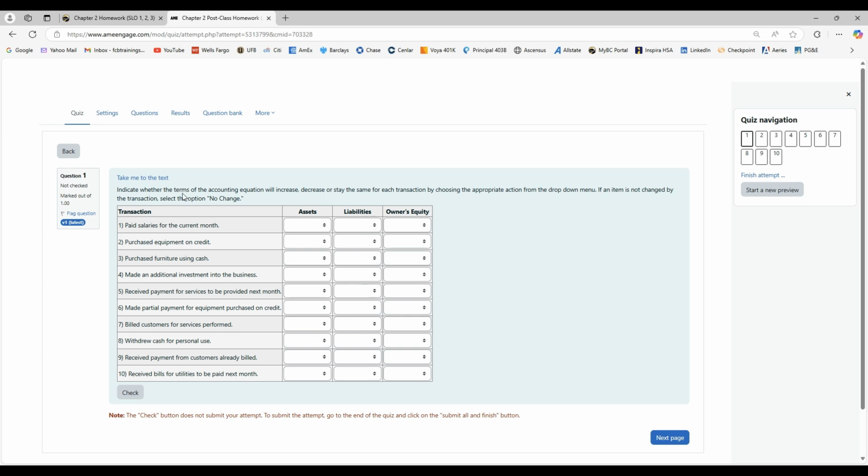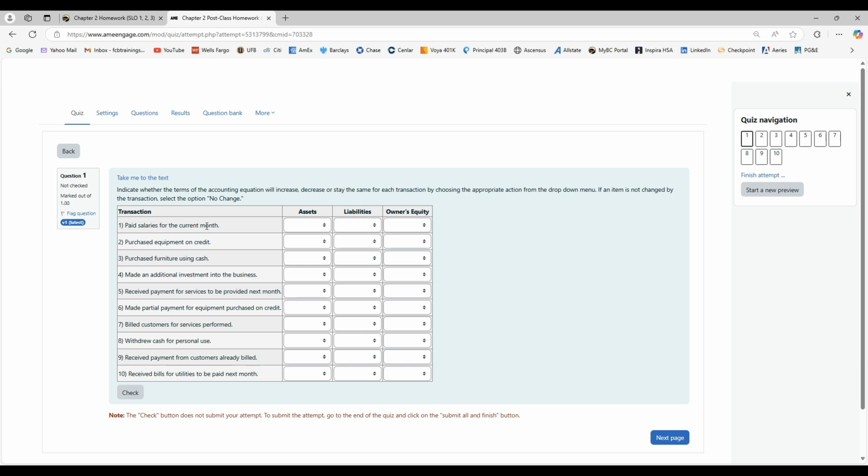Alright, question 1 asks us to indicate whether the terms of the accounting equation will change, decrease, or stay the same for each transaction by choosing the appropriate action from the drop-down menu. If an item does not change, we select no change. Okay, so we have assets, liabilities, and our owner's equity.